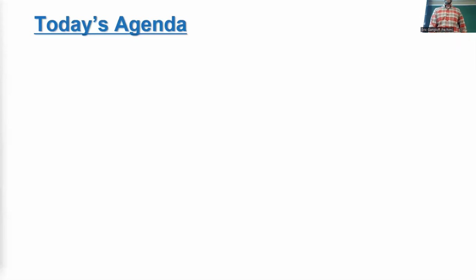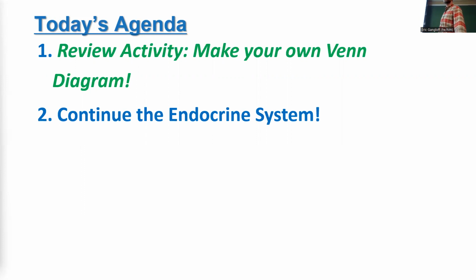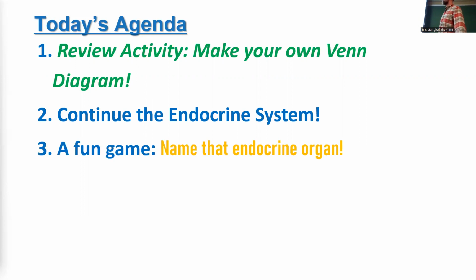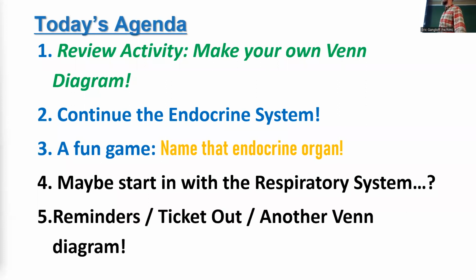So today's agenda looks like this. We're going to start off with the review activity. It's Friday, so you get to make your own Venn diagram today, which I know you're super excited about. We're going to continue with the endocrine system, probably wrap it up today. And then we're going to play a fun game called Name That Endocrine Organ. You probably have seen this similar show on CBS affiliates. Then if we have time, we'll start in with the respiratory system. If we don't, we'll just start that on Monday. And then we have reminders for you at the end. And I do have another actual Venn diagram for you too. So it's double Venn diagram today.